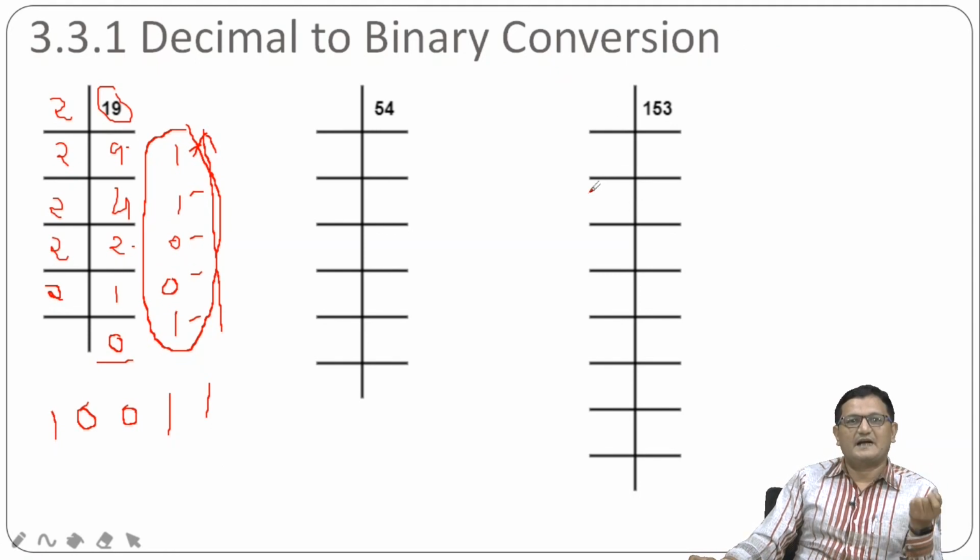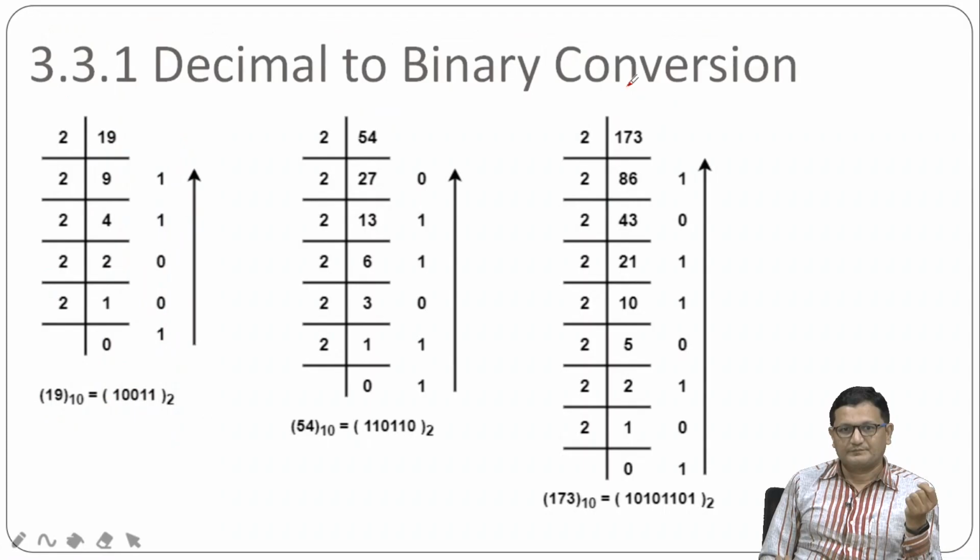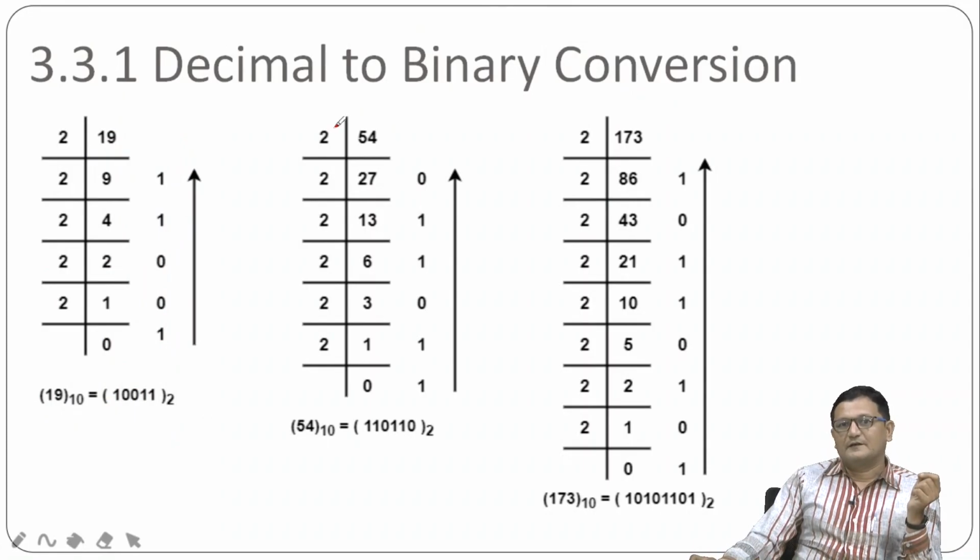Similarly, you try to convert 54 into binary and 153 into binary. See, the answer is this. We have 54. First we divide 54 by 2, and because it is even, we get remainder 0, and we know that 27 2s are 54. Again divide 27 by 2. 13 2s are 26, but the number is 27, so we put one remainder here.